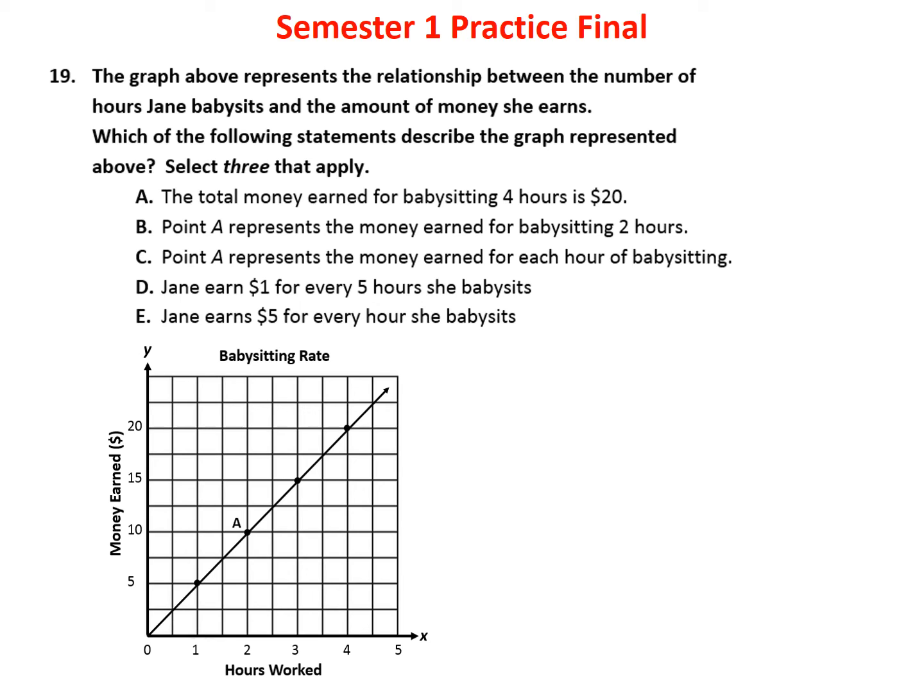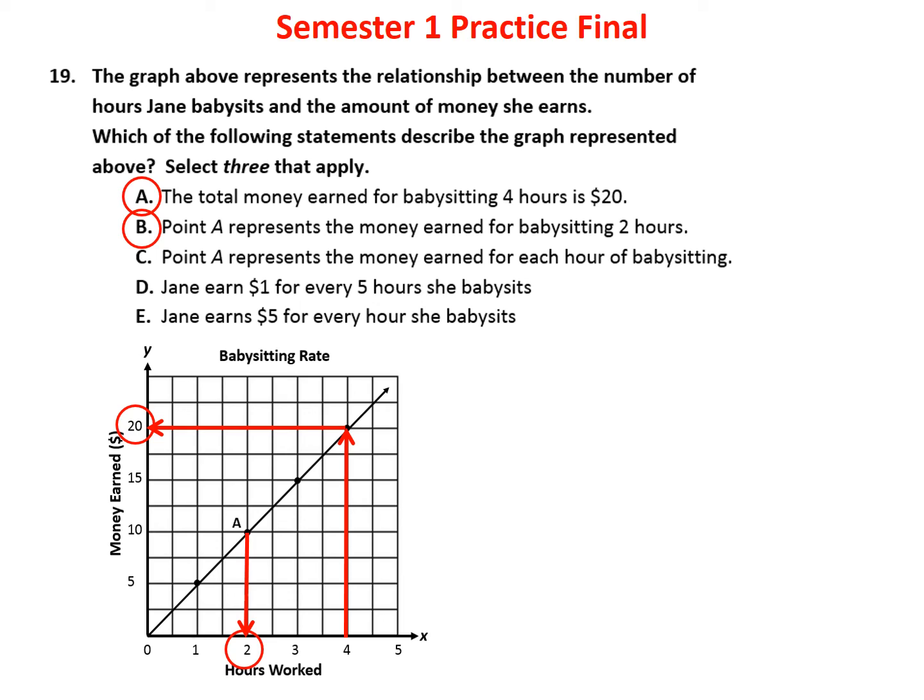A says the total money earned for babysitting 4 hours is $20. So notice if I go to 4 hours and I come up and then I go over, yep, it's 20. So that's true. So I'll circle that one as being true. B says that point A, right here, represents the money earned for 2 hours. So if I go to A and drop down, yeah, that's 2 hours. So that one is true as well.